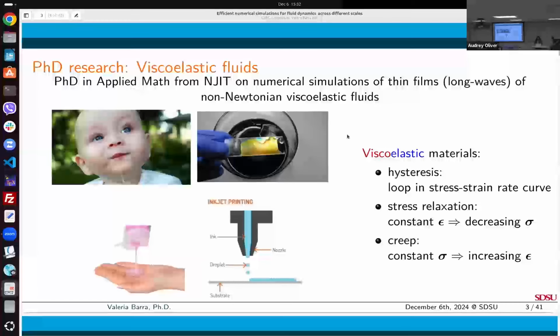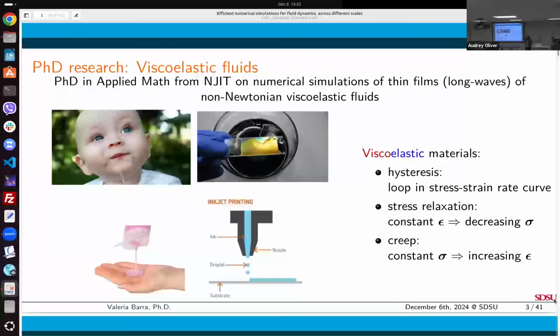My PhD research focused on non-Newtonian fluids, in particular, viscoelastic fluids that represent polymeric fluids. Viscoelastic fluids are really ubiquitous and can be found anywhere around us. For instance, all of our bodily fluids are actually viscoelastic fluids.